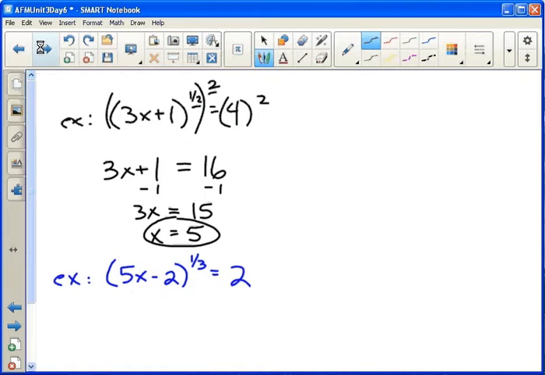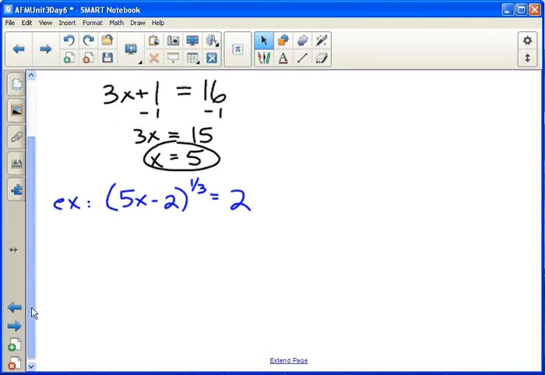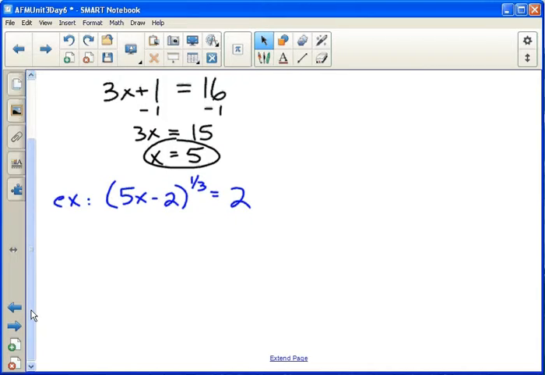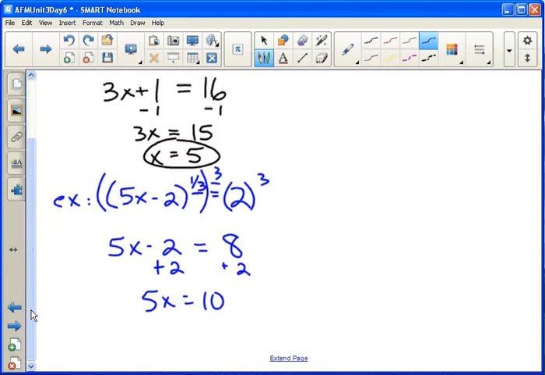And then down here with this blue example, we have 5x minus 2 to the 1/3. We know that's the same thing as a cube root. So to get rid of it, we would cube both sides. So the 3 cancels out the 1/3, and we're just left with 5x minus 2 on this side. 2 cubed is 8. Then I add 2 to both sides and get 5x equals 10. Divide both sides by 5 and I get x equals 2.